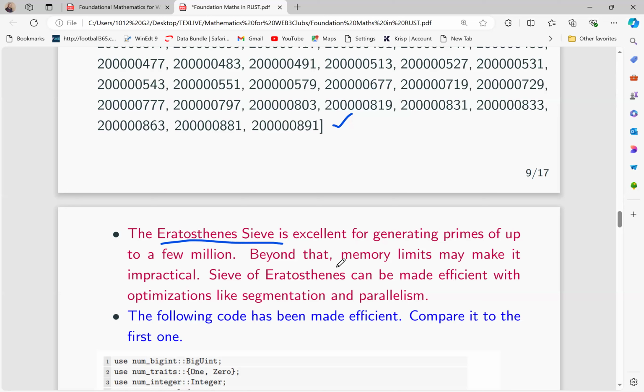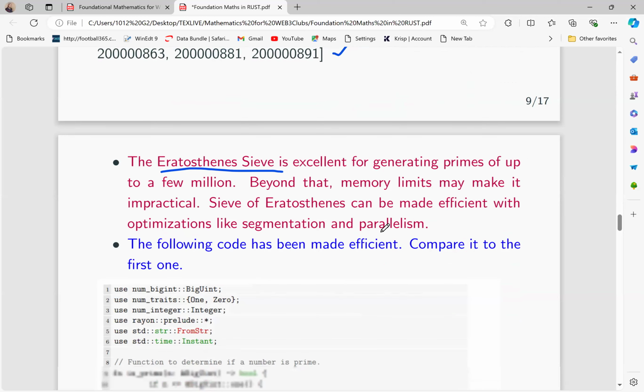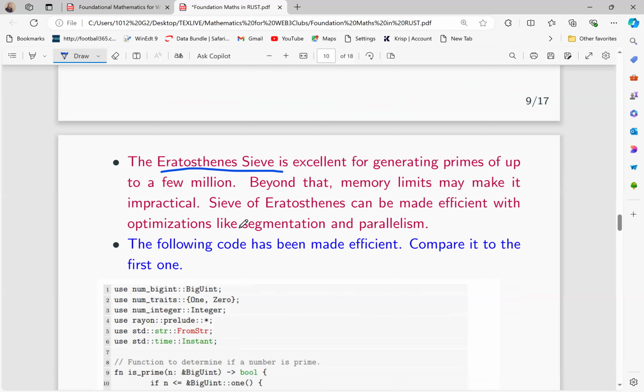You may require some good algorithms which exist, but some of them cannot run on Windows. Now, this algorithm can be made efficient with optimizations like segmentation and parallelism.